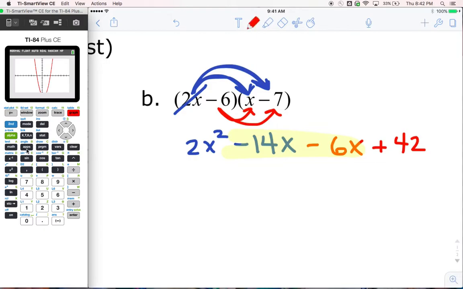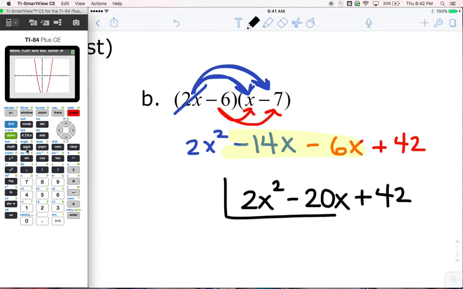Like terms in the middle here, right? They both just have x. And I'm left with 2x squared. Negative 14 minus 6 is negative 20x. And then finally, positive 42 at the end.